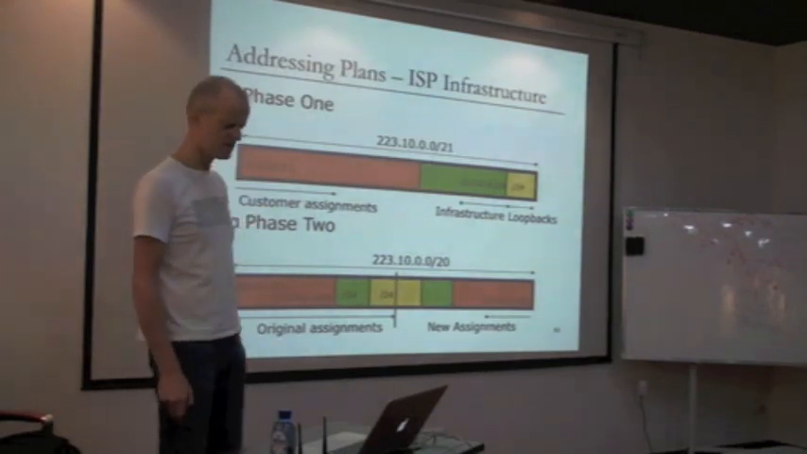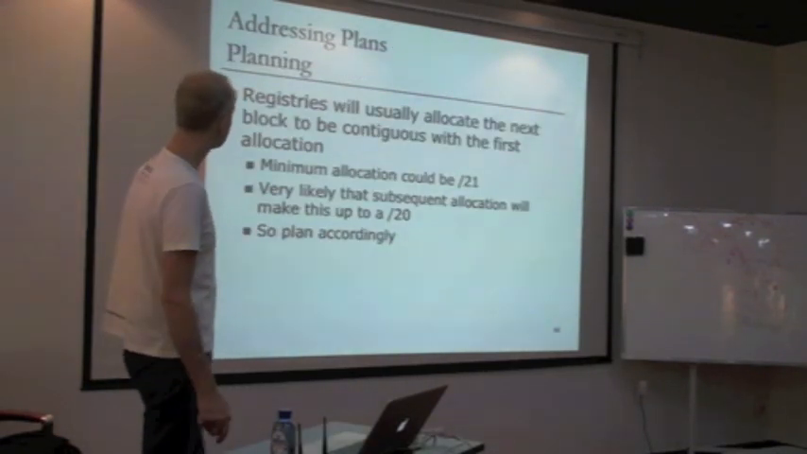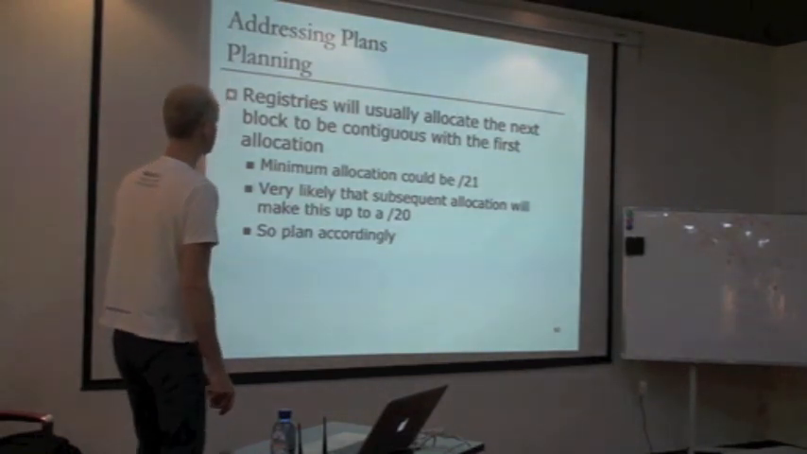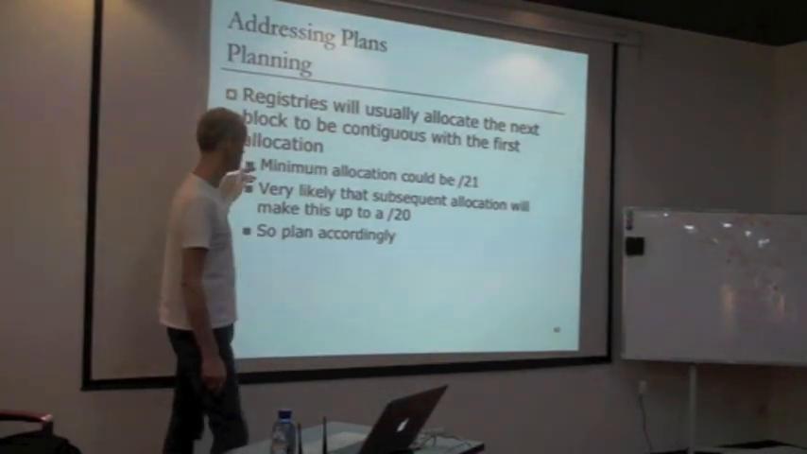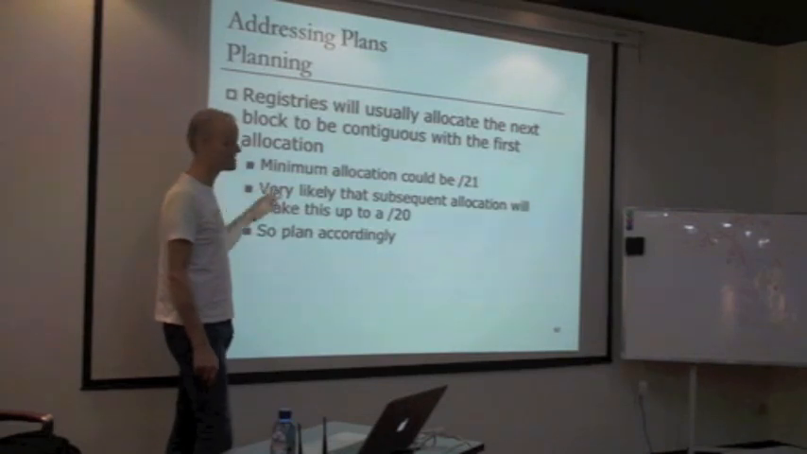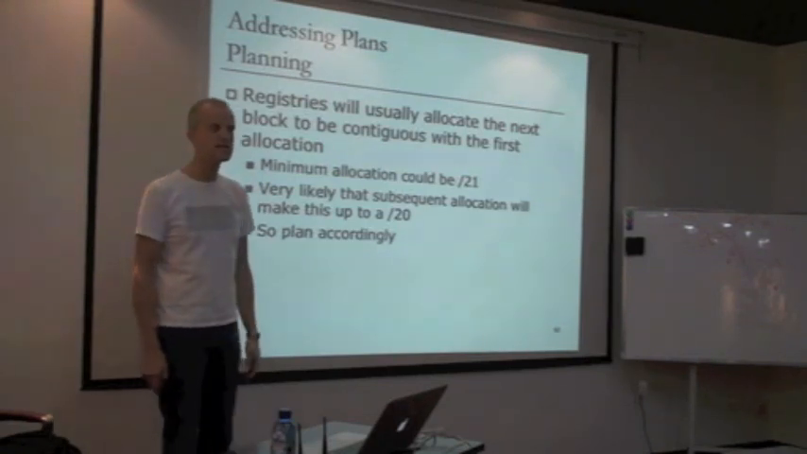What was the difference in these two? Don't know. Right, so registries will usually allocate the next block to be contiguous. But this is not going to happen for V4 anymore. V6 it still will do.